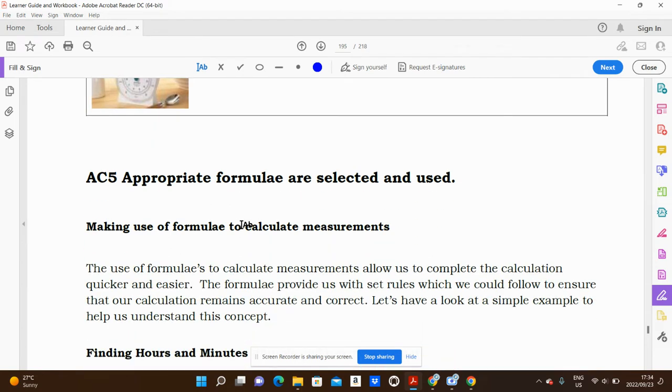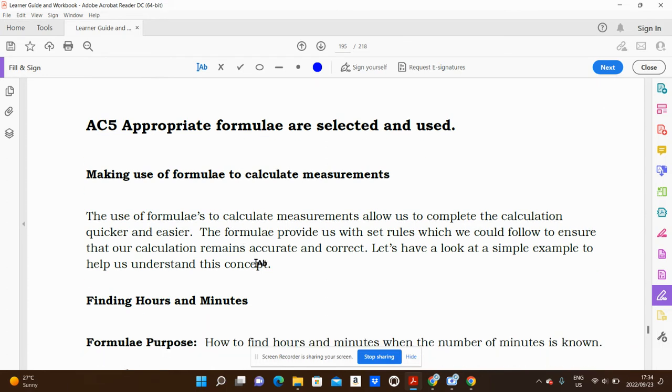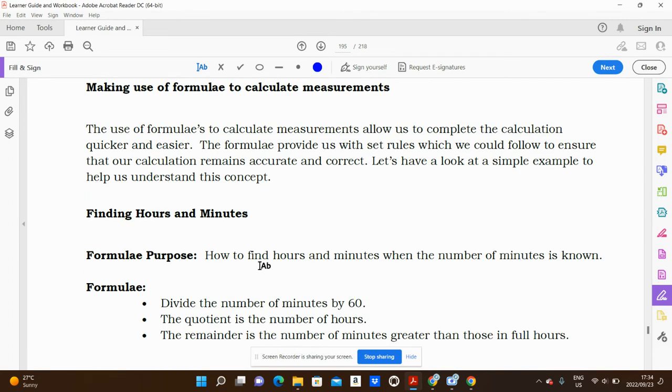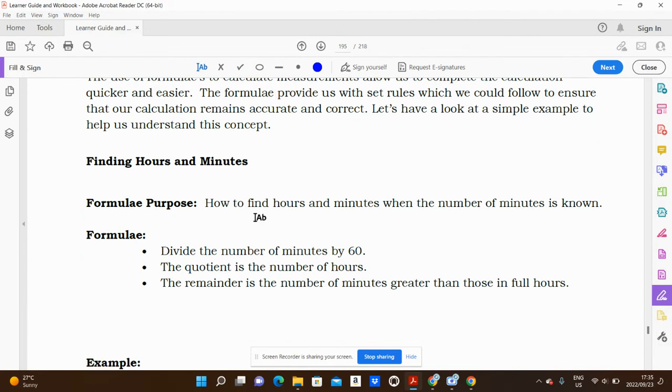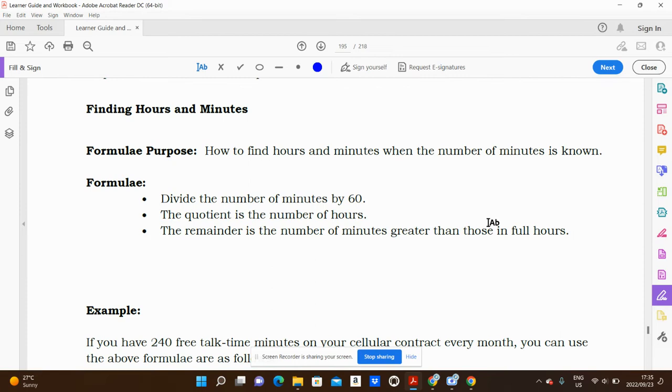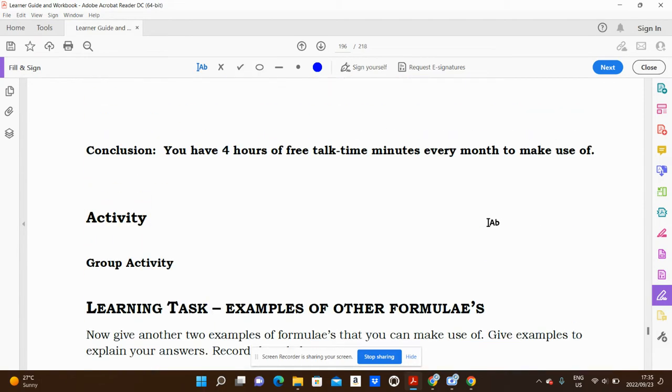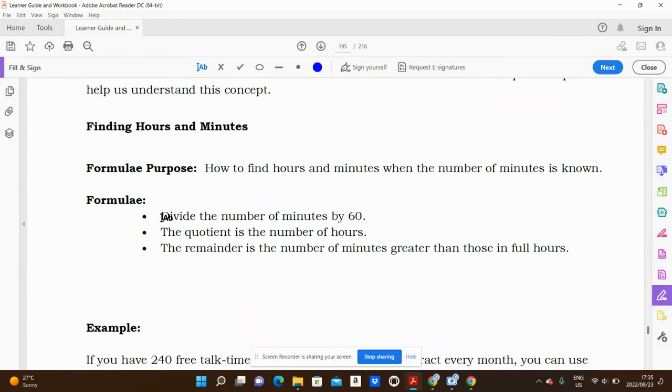Appropriate formulas are selected and used, making use of formulas to calculate measurements. So the use of formulas to calculate measurements allows us to complete the calculations quicker and easier. So the formula is your method. It's there to tell you that as a rule, this is how you will calculate something. So, how to find hours and minutes when the number of minutes is known. The example that I used actually outlines that slightly.